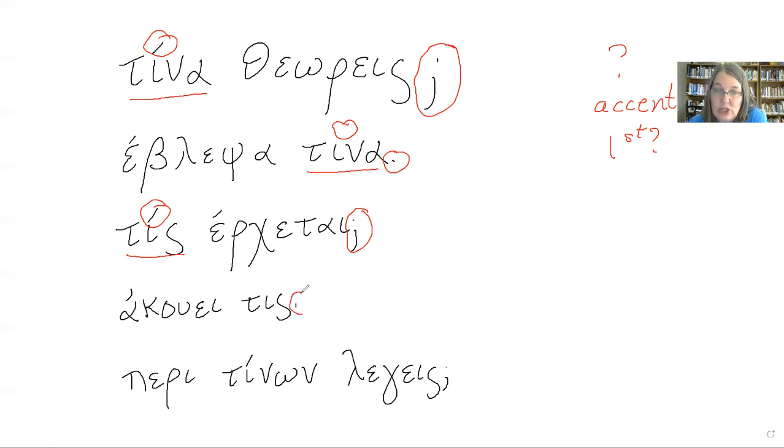Same thing here. Is there a question? No. Is there an accent? No. Does it come first? No. So we know that that's the indefinite pronoun then, someone or anyone. Here we have he hears or he listens. So this is going to be the subject because it's nominative. This is third person singular, so that works. Someone is listening.